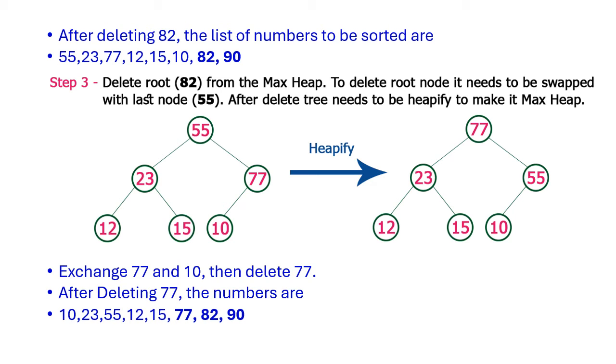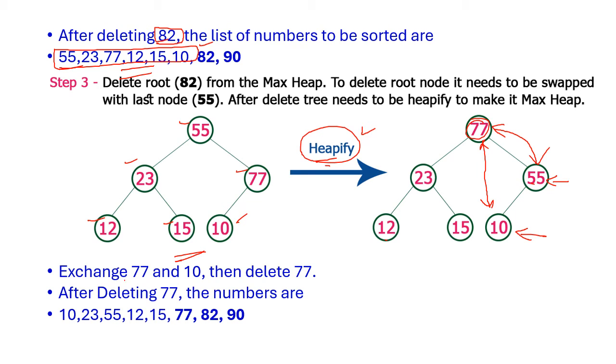And what we have to do is remove this 82 from the list, and after removing, these are the data items to be sorted. With this data, we need to construct the binary tree: 55, 23, 77, 12, 15, 10. Then we need to call the heapify method. For the max heap we need to follow, the parent value should be greater than the child value. This level, no problem. When we come to this level, this value should be exchanged. So 55 should come here, 77 should come here. Now we need to exchange 77 and 10. 77 and 10 should be exchanged and 77 should be removed.